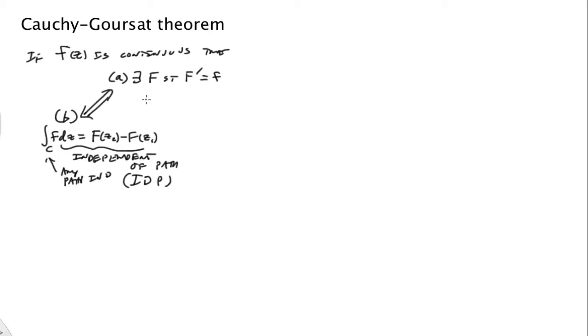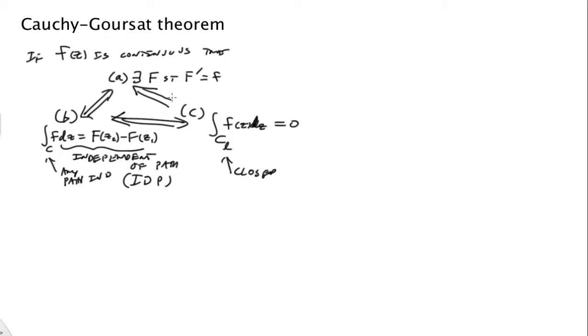or rather, I can also call that IDP for short. All right, and then we have this third statement, which is that if I have an integral over a closed path, I'm going to call that CL, and that means closed, of f of z dz, any closed path integral is always 0, and I'm going to call that statement C. And we have this chain of relationships where each one implies the other. All right, so let's think about this again.